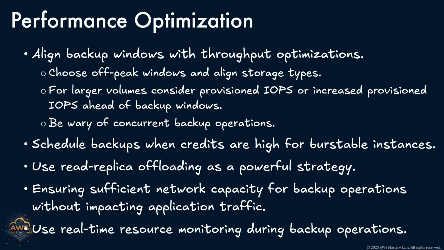Choose off-peak windows, align storage types with IOPS needs, and avoid general-purpose storage for write-intensive workloads during snapshots. For large volumes, consider provisioned IOPS SSDs to minimize backup duration. You can also temporarily boost storage throughput by increasing provisioned IOPS ahead of known backup windows. AWS allows elastic scaling. Use it to speed up backups, then scale down to control cost.